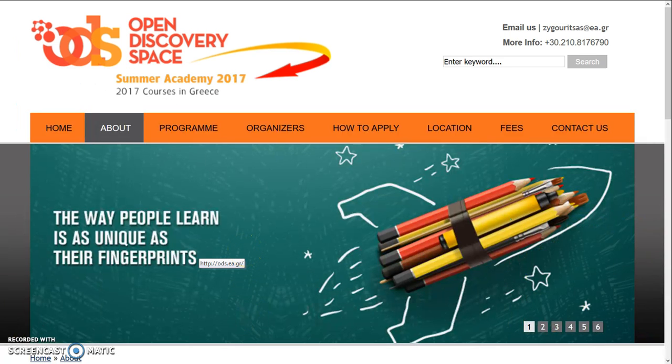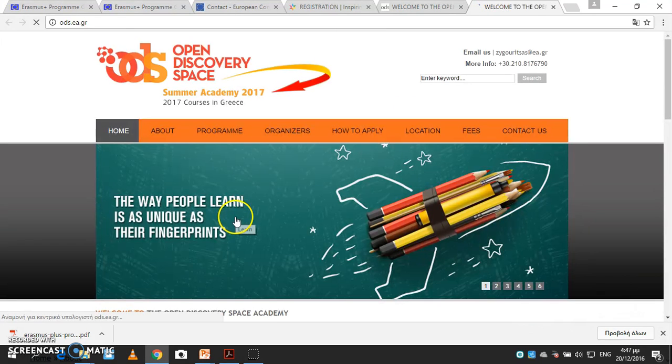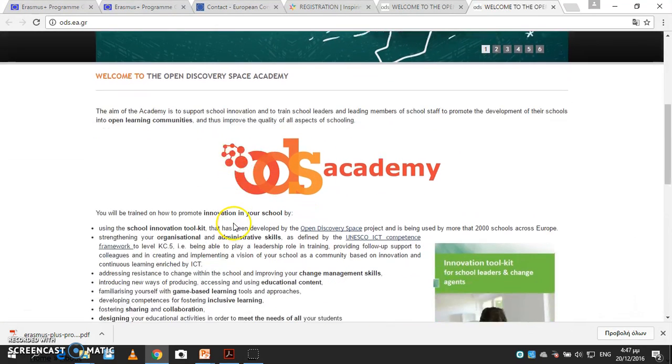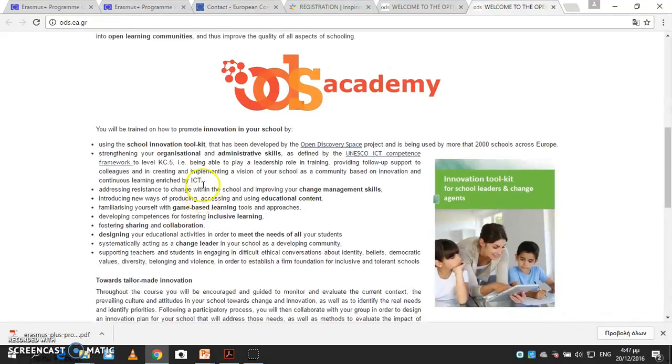I also would like to mention the School Innovation Academy that is being organized by my colleagues, which is taking place in July 2017. The Open Discovery Space Summer Academy 2017 is addressing especially school leaders and those teachers that are interested in developing their school into an open learning community. The ODS Academy will cover several aspects of innovation in the classroom, presenting a school innovation toolkit.